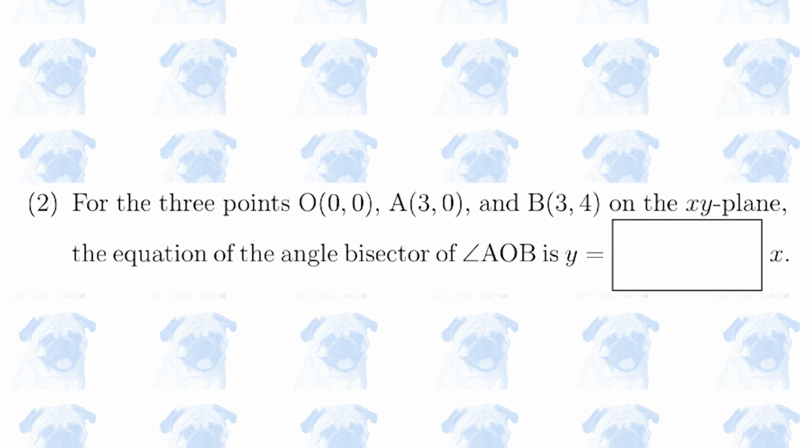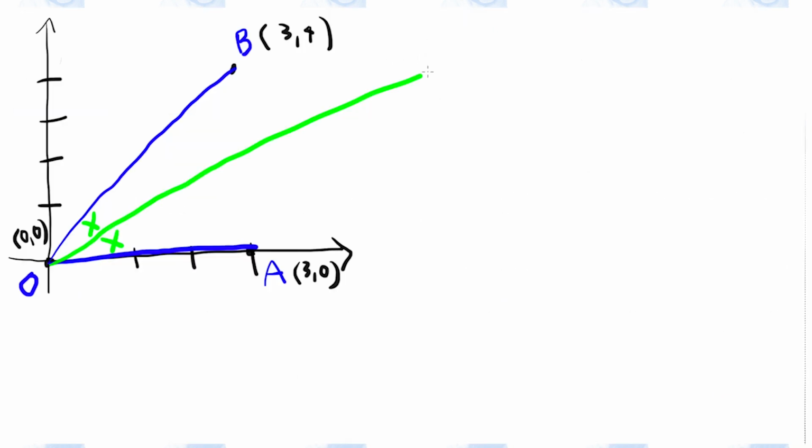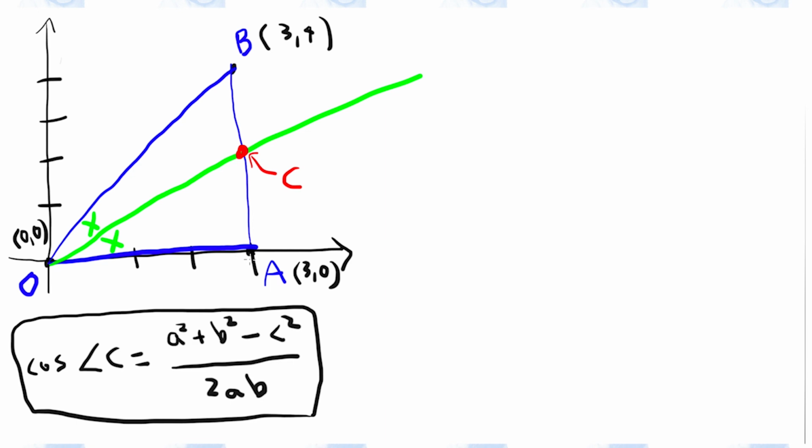Section 1, Number 2. In this question, we need to find the equation of the angle bisector of the angle AOB, that is, the equation of this green line. First of all, let's call this point C. And now we have 2 triangles, OAC and OBC. And next, let's use the cosine rule to express the angle AOC and the angle BOC. So let's start with angle AOC.